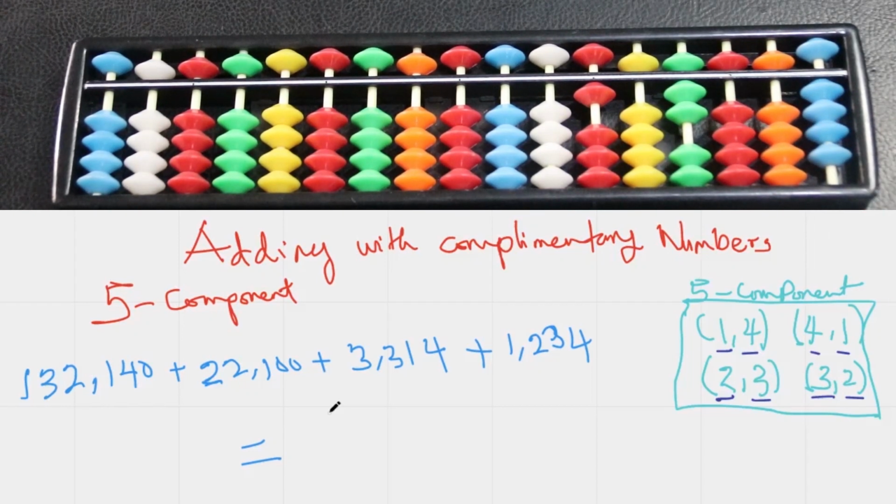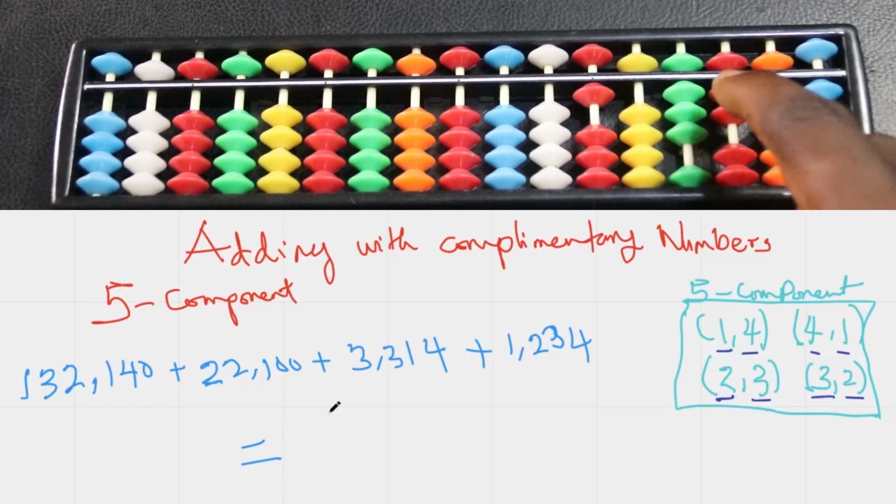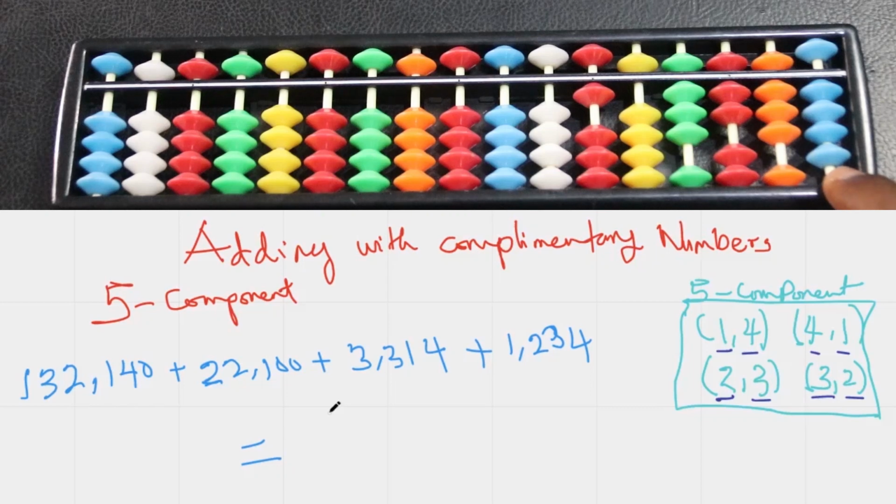So again, we had plus 1, 2, 3, 4. Remember, this is 4 digits. You're going to be adding from here, from the green. 1, add 2, add 3, add 4. You want to add 4 here. I don't have 4. 5 component of 4 is 1. I will remove 1. I will add 5.